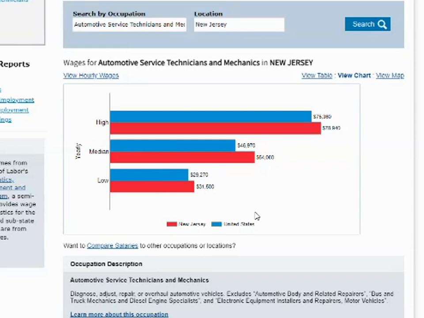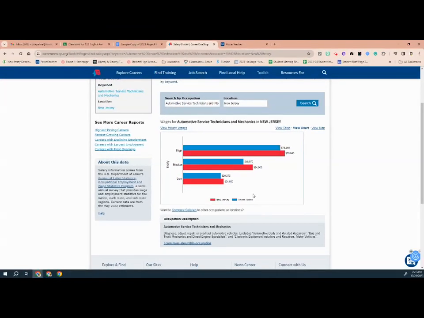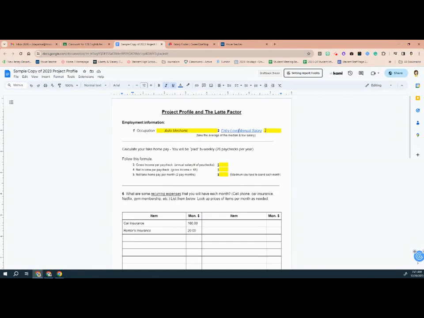To average them, you have to add them together. So $54,080 plus $31,500 is a total of $85,580. And then to get the average, you divide them by 2. So divide that by 2, and your salary is $42,790. So now you're going to go back to your profile sheet, and you're going to put that salary in.